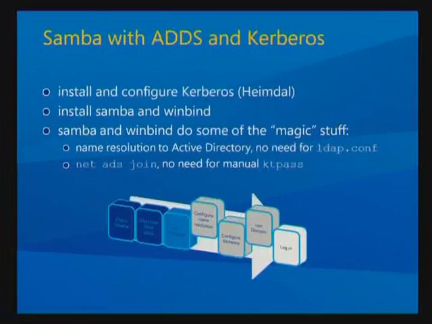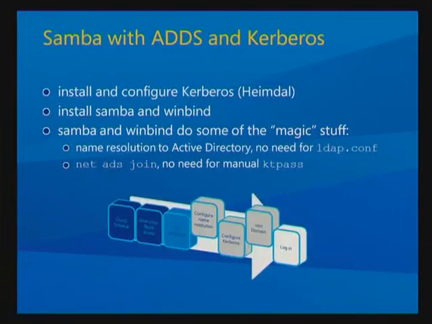You can use Samba with ADDS and Kerberos, and these are the steps you have to do for it. You have to install and configure Kerberos on your Linux machine. You have to install Samba and WinBind. Those two in combination do some of this magic stuff we just had. You see here down here, you don't have to configure your name resolution. WinBind does that for you.